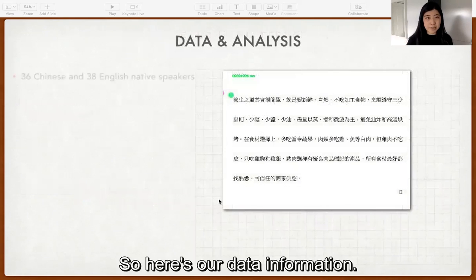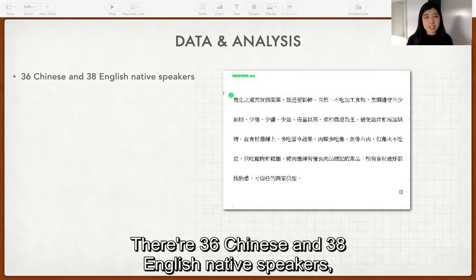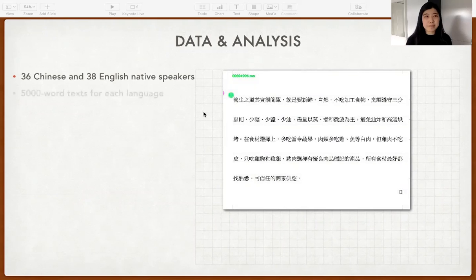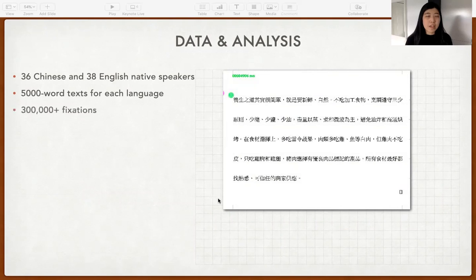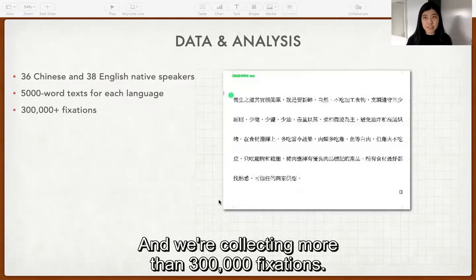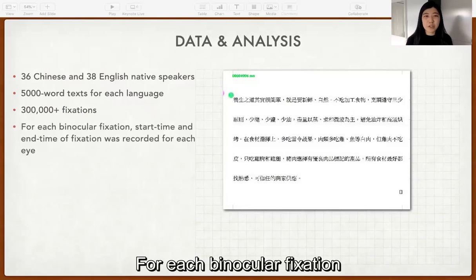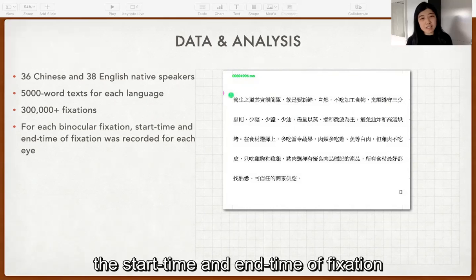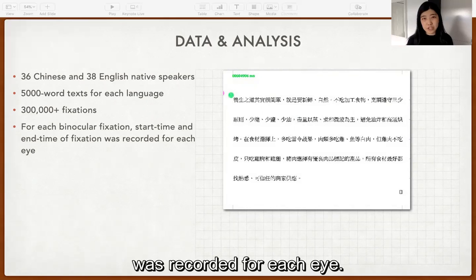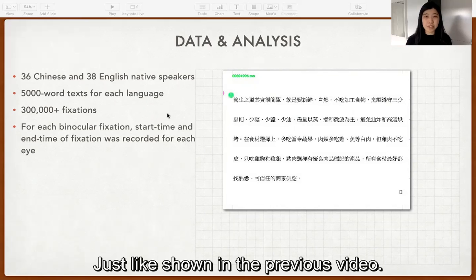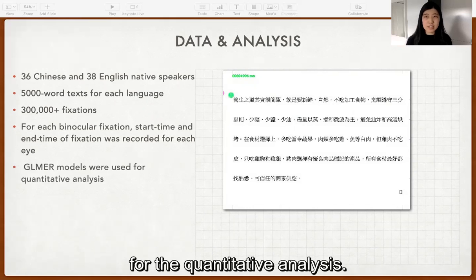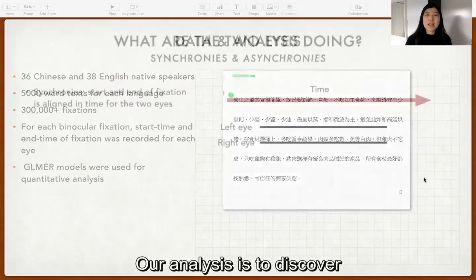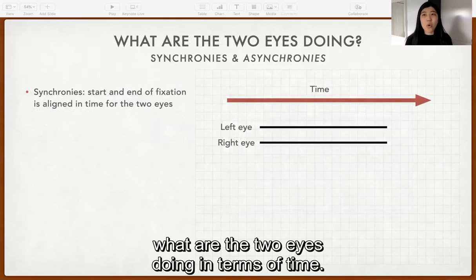So here's our data information. There are 36 Chinese and 38 English native speakers, and there are around 5,000 words of text for each language. We collected more than 300,000 fixations. For each binocular fixation, the start time and end time of fixation was recorded for each eye, just like shown in the previous video. We use generalized linear mixed effect models for the quantitative analysis, and our analysis is to discover what the two eyes are doing in terms of time.